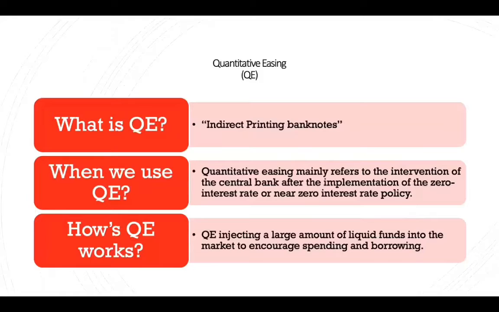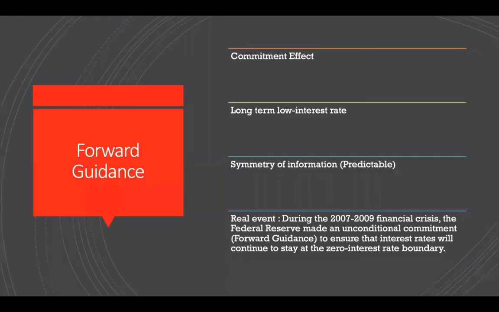For the next part, we will talk about another unconventional monetary policy, forward guidance. I list three core elements of forward guidance. Let's see each of them. Forward guidance is when the central bank provides investors with a clear commitment to ensure that the short-term interest rate remains low for a long run.